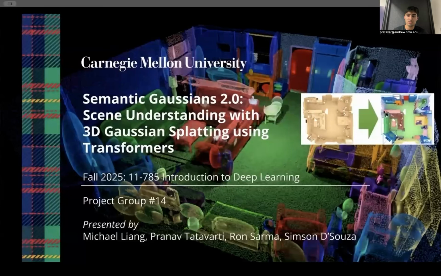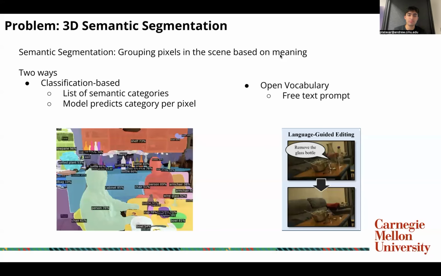Hi, we're Project Group 14, and we semantically segmented 3D Gaussian splats using transformers for our project. This issue can be addressed in two ways. One way, you treat it like a classification problem and give the model semantic categories beforehand. In the other way, the model just responds to a free text prompt.